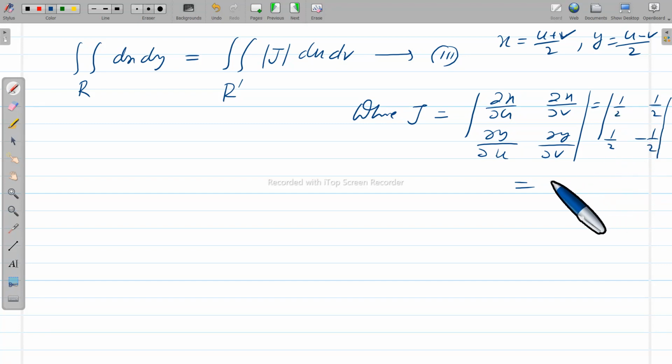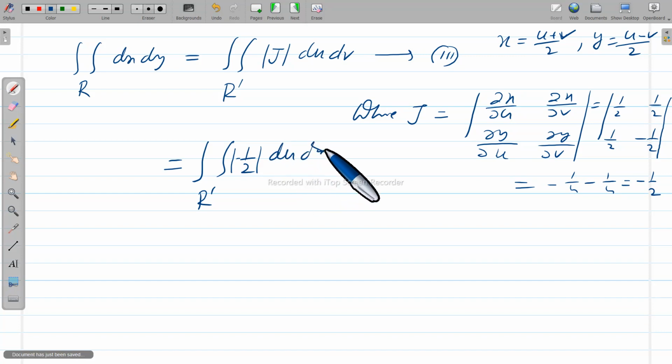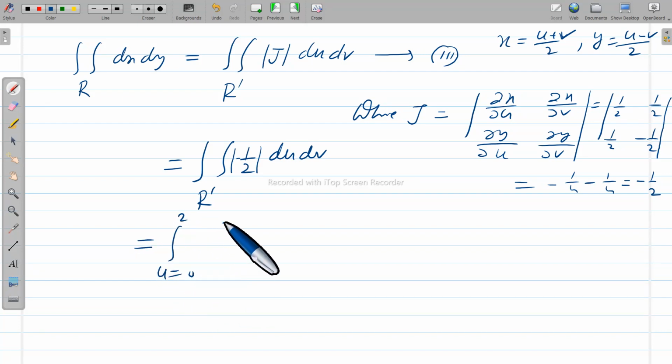Minus minus, that is minus 1 by 4 minus 1 by 4, that is minus 1 by 2. Please check. Okay, so now from here we may write the new r dash, its modulus, that is mod of minus of half du dv. Now I think it is clear. So now from here you may write u is equals to 0 to 2, v is equals to 0 to 2. Now it comes to 1 by 2 du dv.